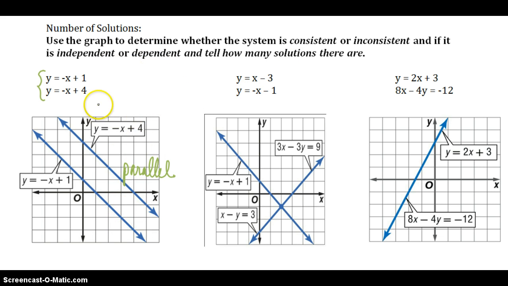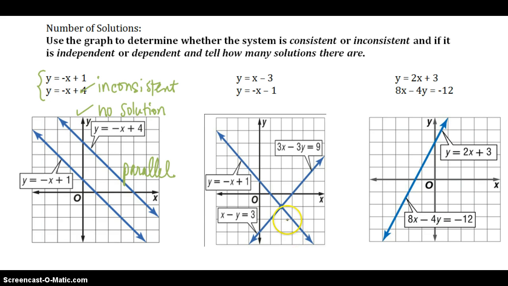So no solution. The first question says, are they consistent or inconsistent? Well, the only one that is inconsistent are the ones that have no solution. So it's inconsistent. And if it's inconsistent, then it can't be dependent or independent because those are only under consistent. So we only have these two for the first problem.